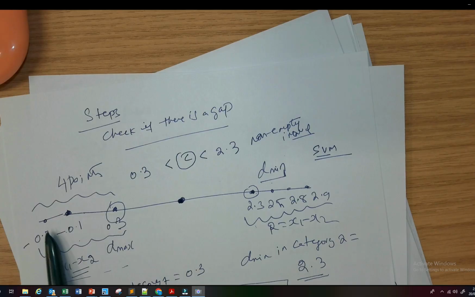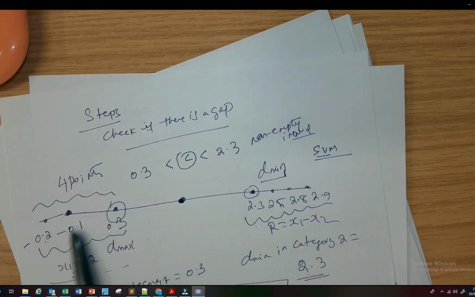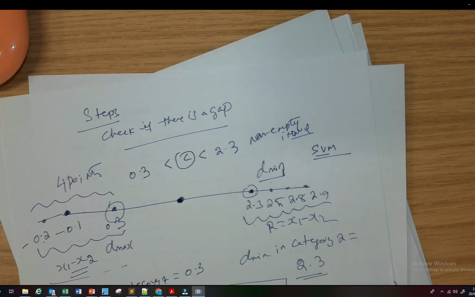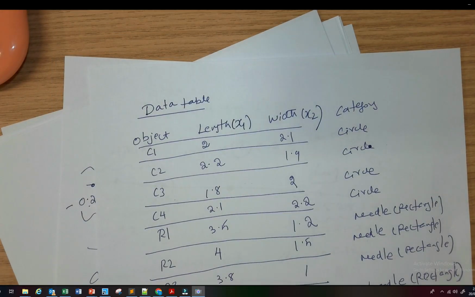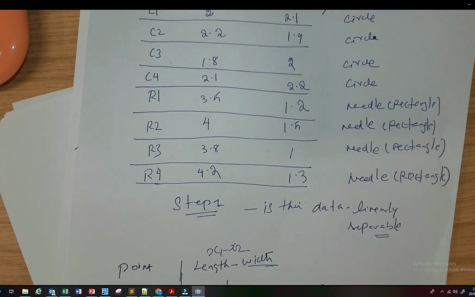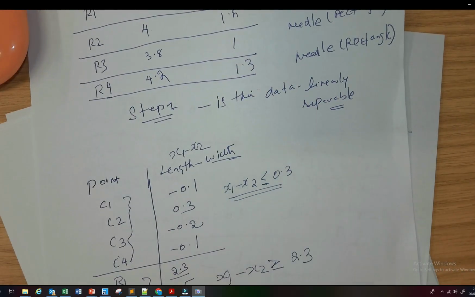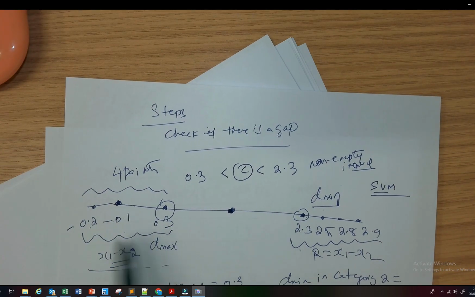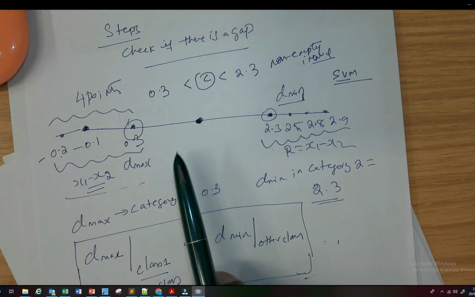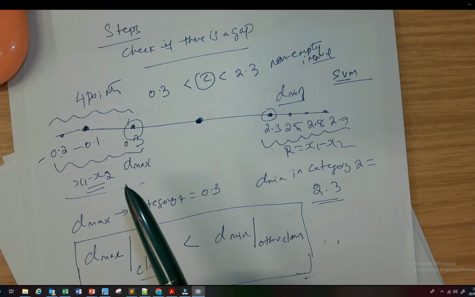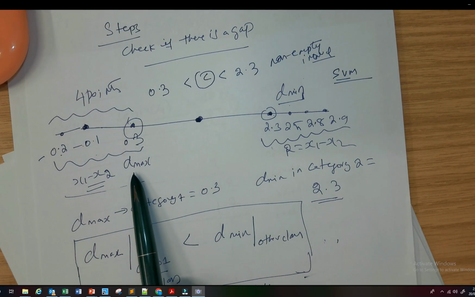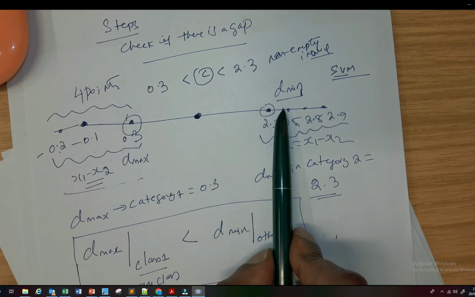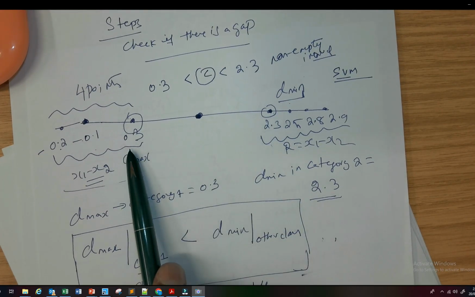For the moment, let's imagine this looks like some data projected onto some vector. It's already a one-dimensional problem for the moment. We took some data that looks like two-dimensional data, and then we take length minus width and plot it. That may look something like here. To me, it looks like a one-dimensional problem. And we try to calculate something called D max and something called D minimum. D minimum for class 2, D max for class 1.